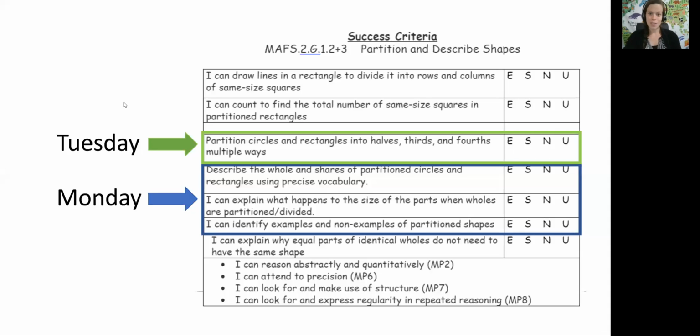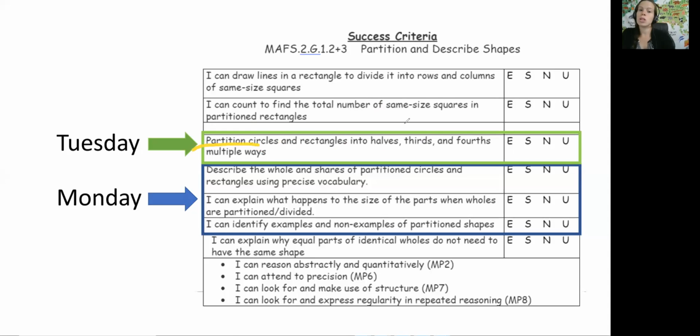So today, again, we are going to work on partitioning those circles and rectangles into halves. So that's two equal parts. Thirds, which is three equal parts. And fourths, which is four equal parts. All right. We also call fourths quarters, just like when we talk about money.